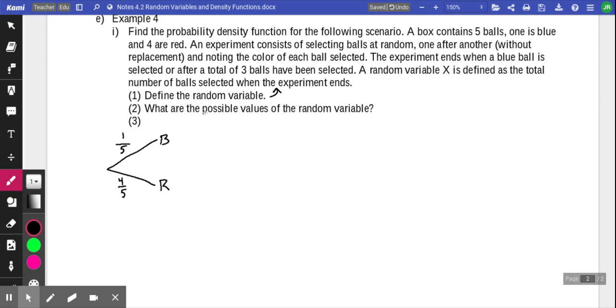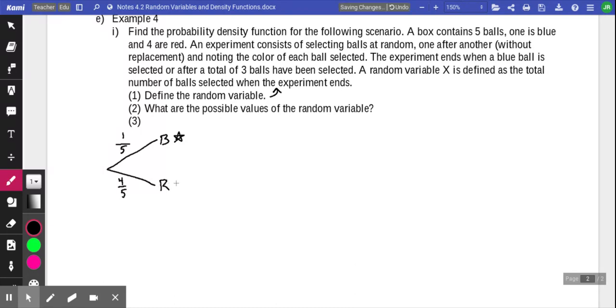Before I just start going off and saying blue, red, blue, red, blue, red, let's think about this a little bit. It says the experiment ends when a blue ball is selected or after a total of 3 balls has been selected. So if on the first draw we have a blue ball, that is when the experiment ends. I'm going to put a star right here saying, hey, if this happens, this is the end of the experiment. But if this happens, the experiment keeps going.